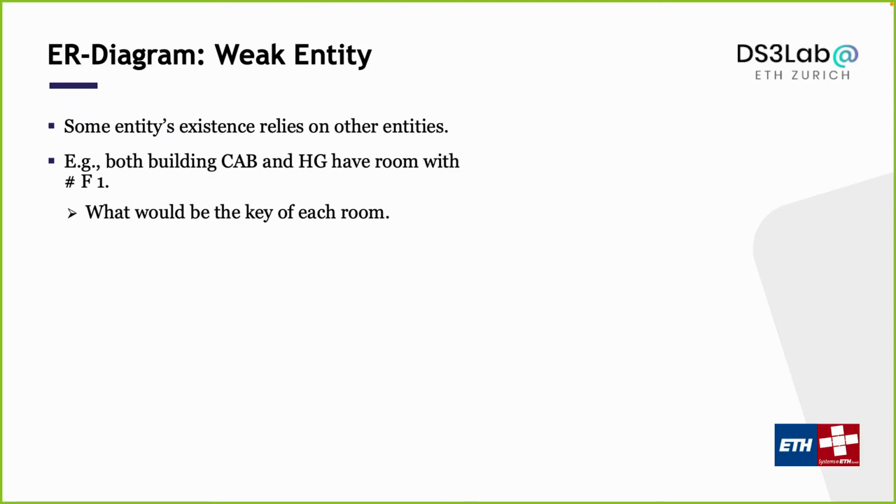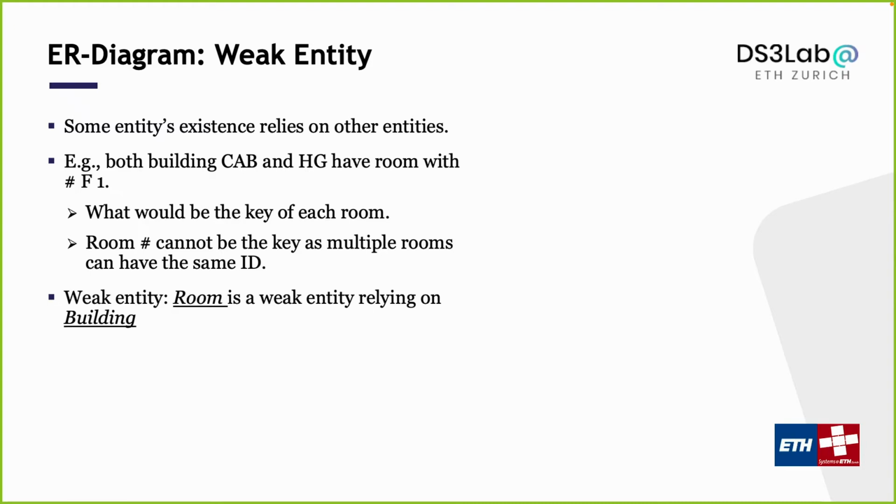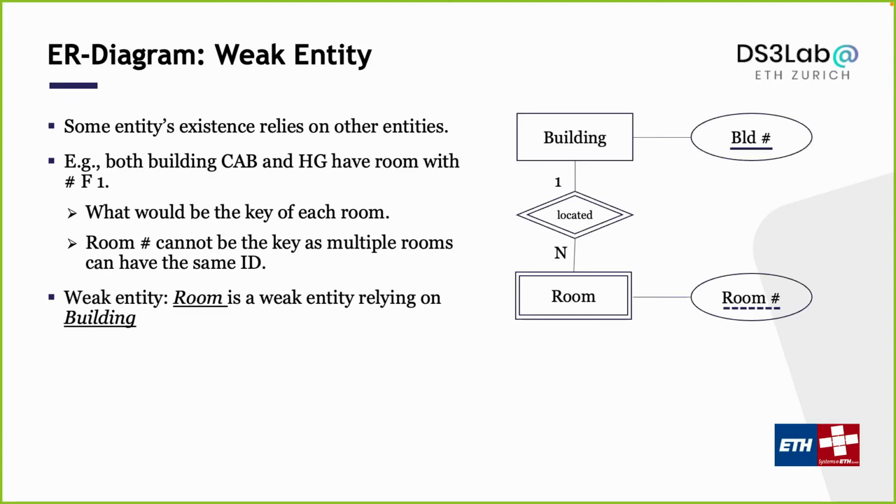In this case, we can introduce the notion called weak entity. You can say, okay, I have an entity called room, and I have an entity called building. Room is a weak entity that relies on building. The way to encode that is by having this kind of double rectangle and double diamond. To specify that room is a weak entity, it relies on a building via the located relationship.